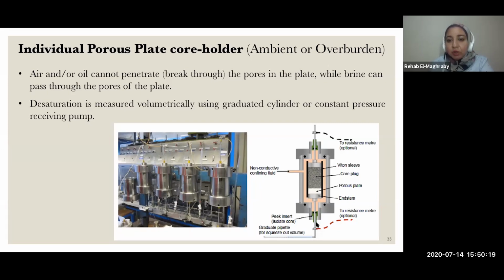But if you are going to use a graduated cylinder for measurement, you have to use a back pressure regulator, and it is shown in the video. I didn't focus on it, but it is shown with the green knob on the Hassler type core holder setup. It was inside the back pressure regulator with a green knob.